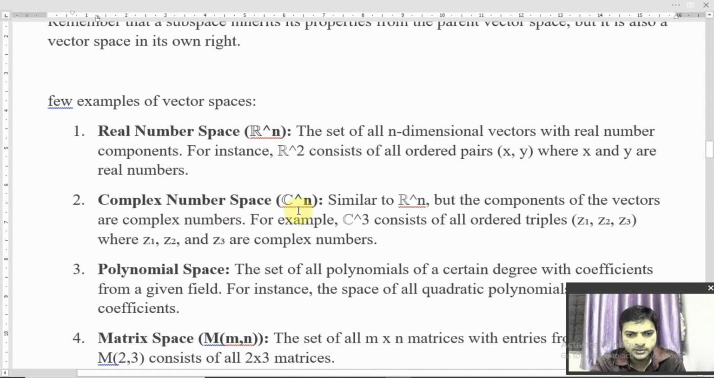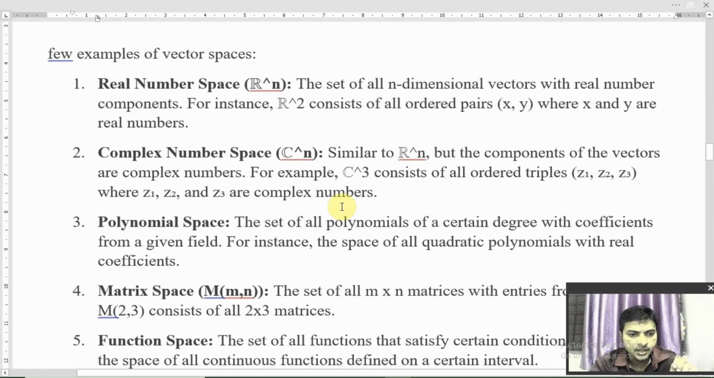Similarly, we have complex number space, similar to Rn, but the components of the vectors are complex numbers. Consider C3, which consists of ordered triples (z1, z2, z3) of complex numbers, and it satisfies the vector space properties. Then polynomial space: even polynomial equations satisfy the vector space. We can take a quadratic polynomial and get coefficients which are solutions. Just now I said that homogeneous linear equations are there; you can consider one of the equations as a quadratic polynomial. We get the solution, and these solutions form a vector space because they are a subspace. It satisfies the conditions of a subspace, therefore we say that they form a vector space.